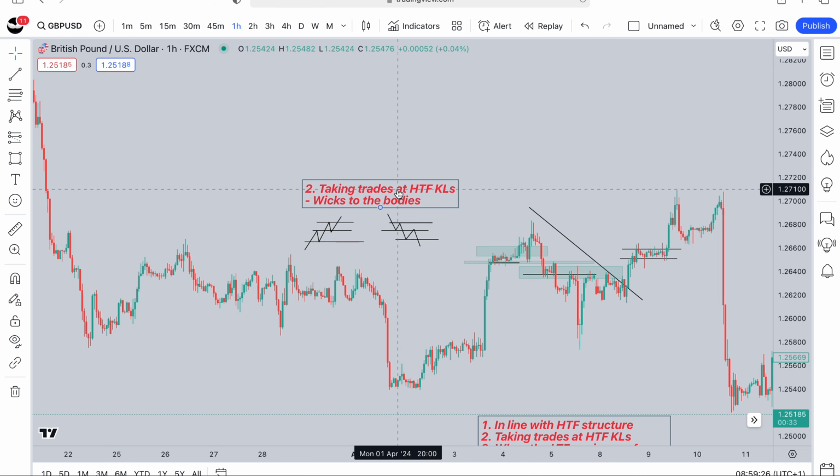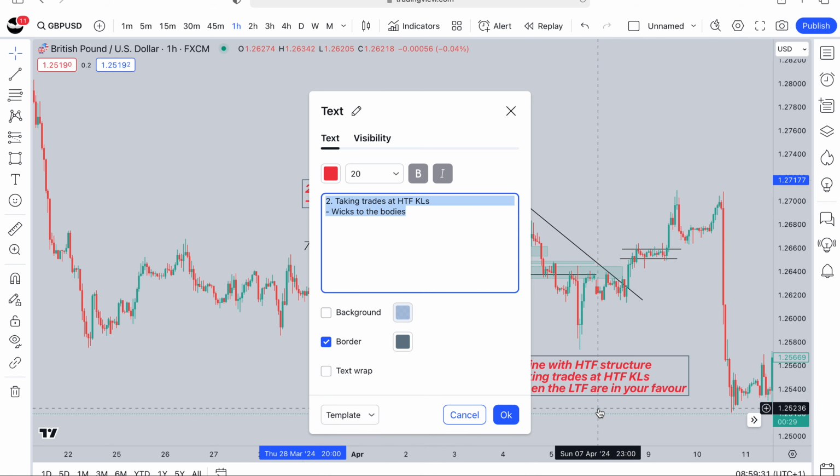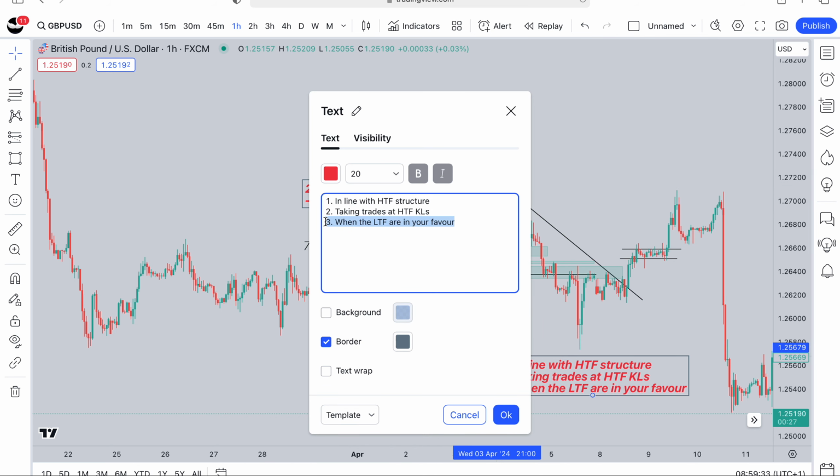So what's the final part here? Trading when the lower time frame is in your favor.